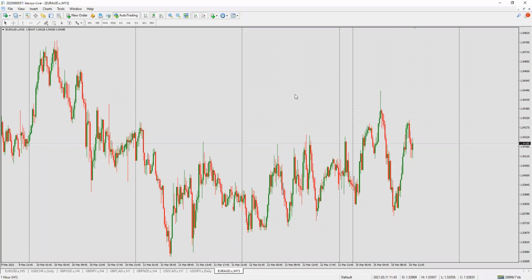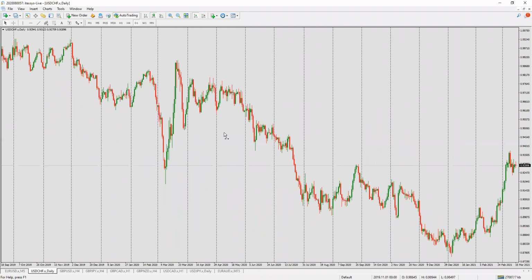All right, I'll take the US dollar against the Swiss at the moment. Here it is. Okay, so you can see, it's very clear. We have this reaction. That's the reason. The two small candles and they dropped from that level.